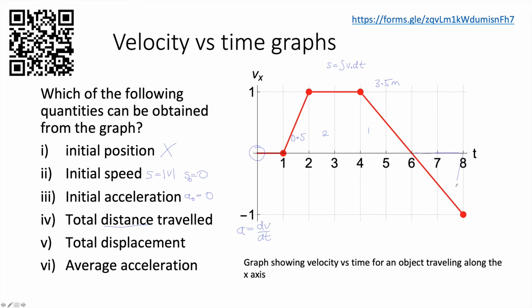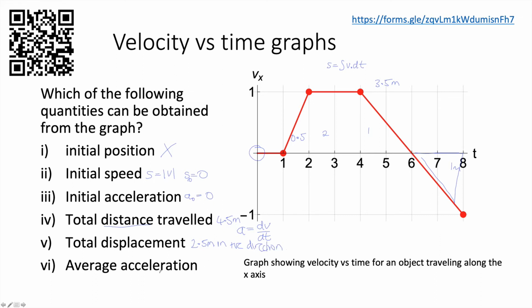So now we work out the area of this triangle here, and we've got a length of 2 and a height of 1. So this one here also has area 1, but it's in the negative direction. So the total distance traveled, we add these together and we get 4.5 meters. To get the total displacement, we're going 3.5 meters in the positive direction and then 1 meter in the negative direction. So we subtract those and we get 2.5 meters in the positive direction.